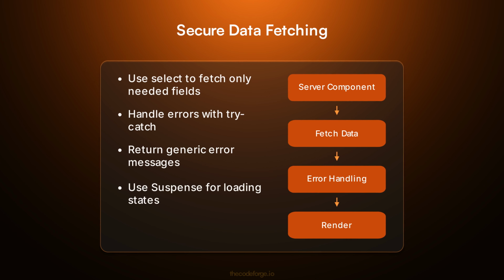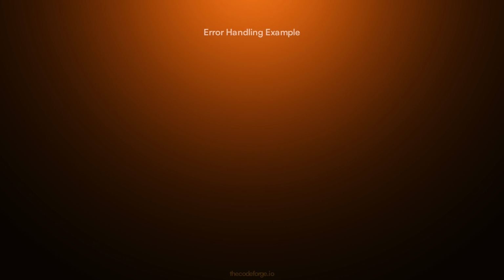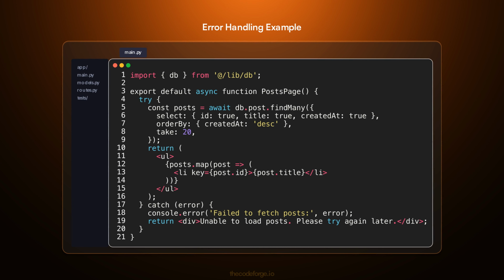Always fetch only the data you need. Handle errors gracefully and never expose internal error details to the client. This component fetches posts with a try-catch block. On error, it logs the error server-side and returns a generic message to the client.